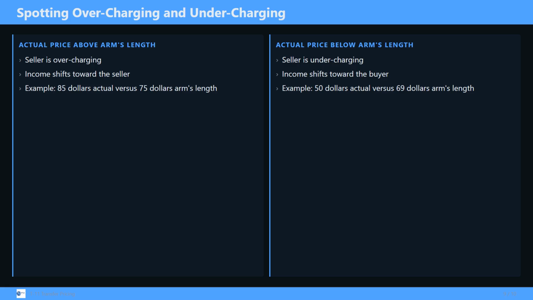Both examples follow the same three-step logic. First, calculate the arm's length price with the right method, RPM on the distributor side, cost plus on the manufacturer side. Second, compare that arm's length price to what was actually charged. Third, read the direction. If the actual price is higher than arm's length, the seller is overcharging and income shifts toward the seller. If the actual price is lower than arm's length, the seller is undercharging and income shifts toward the buyer.